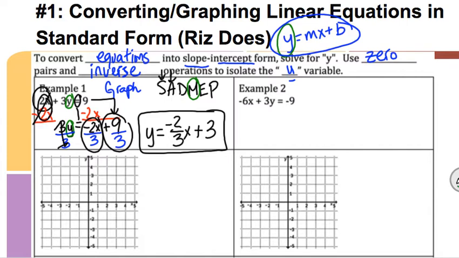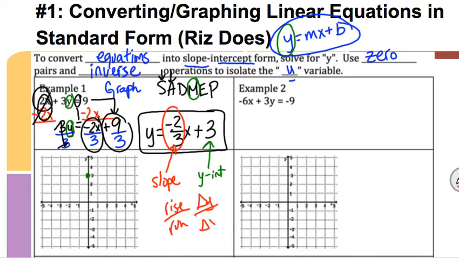So remember, this is the y-intercept, and this is my slope. So I start at my y-intercept, so on the y-axis I go to positive 3, and I draw a point, and then I use my slope. Remember, this is rise over run, or the change in y over the change in x. So I go down 2 spaces, 1, 2, because it's negative, and then to the right 3 spaces, 1, 2, 3. And I draw my next point. And then I can draw my straight line through that.